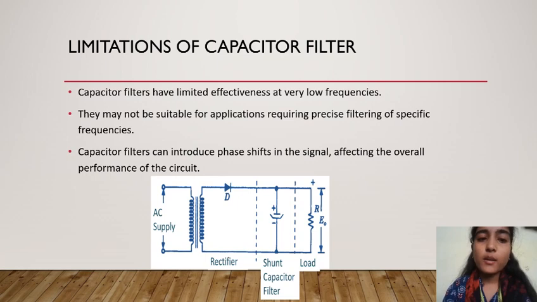Next slide is about limitations of capacitor filters. Capacitor filters have limited effectiveness at very low frequencies. They may not be suitable for applications requiring precise filtering of specific frequencies. Capacitor filters can introduce phase shifts in the signal, affecting the overall performance of the circuit. So this is also a main limitation. They can affect the performance of the whole circuit sometimes. So here is the image about the capacitor filter I have represented. You can check it out.